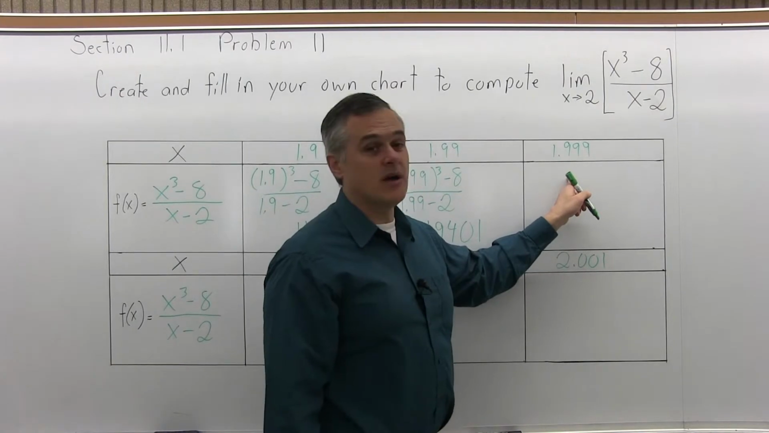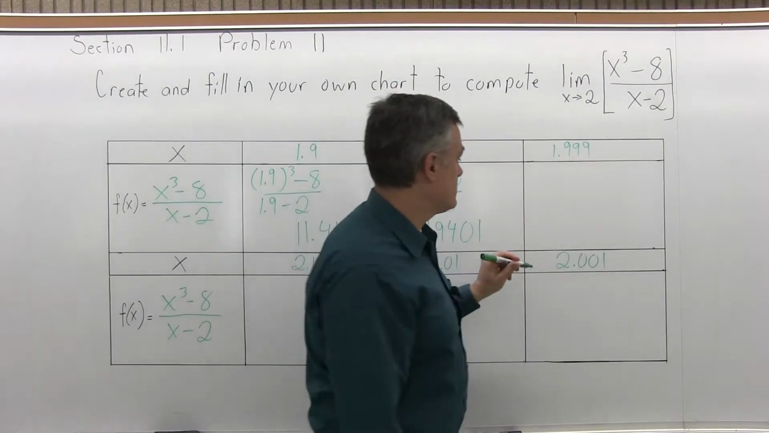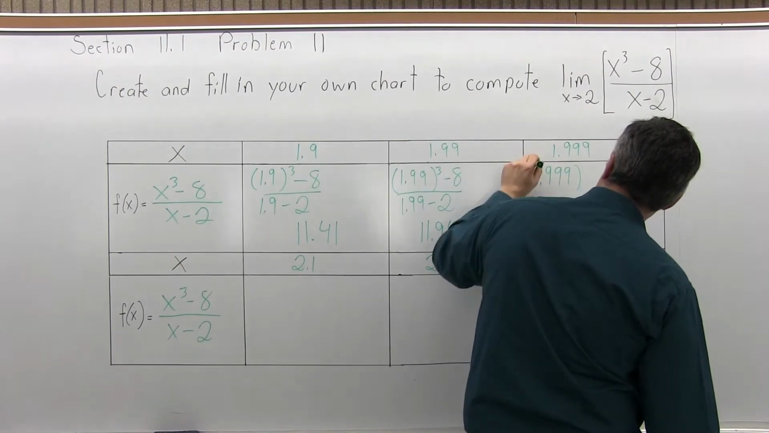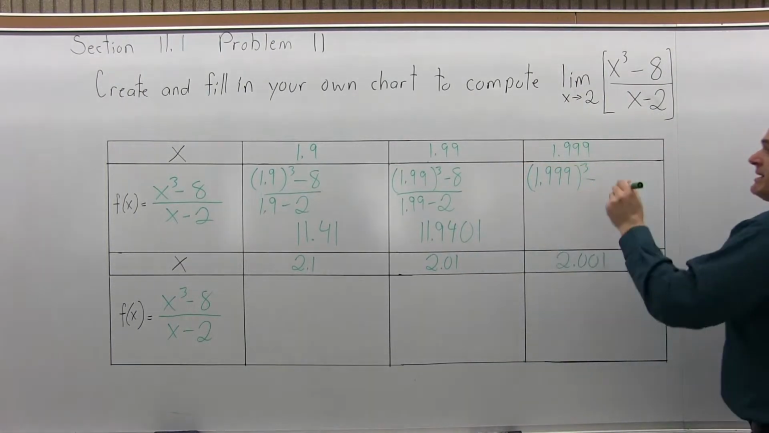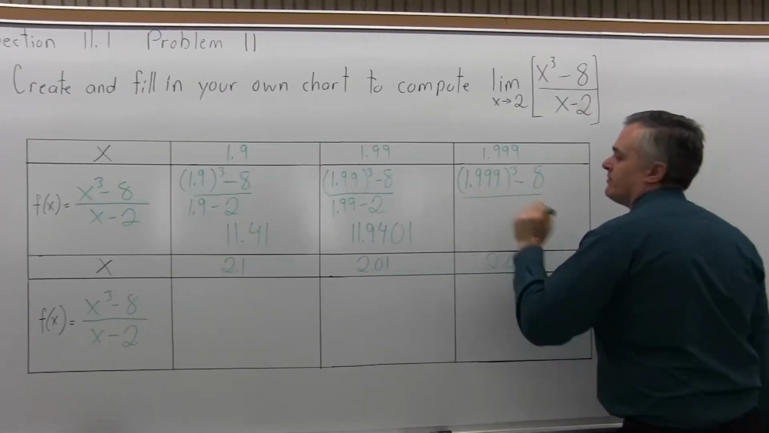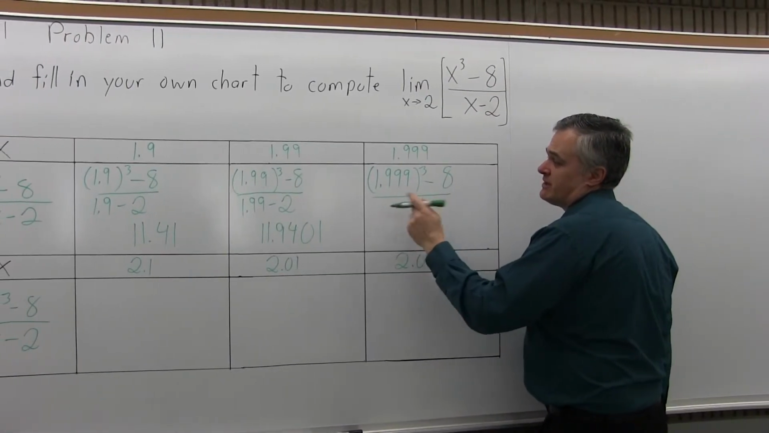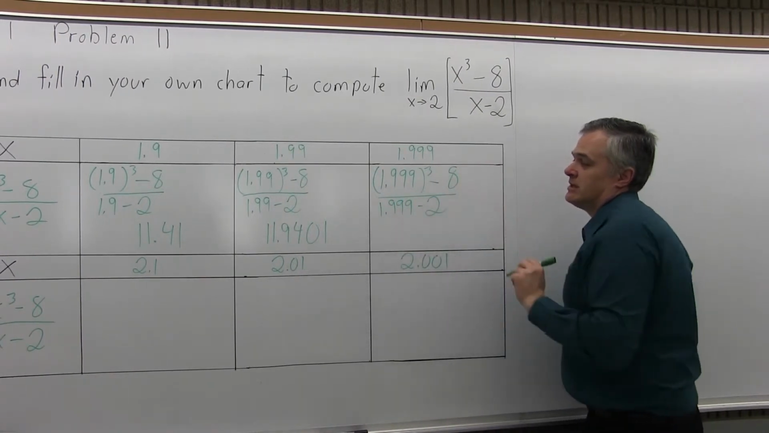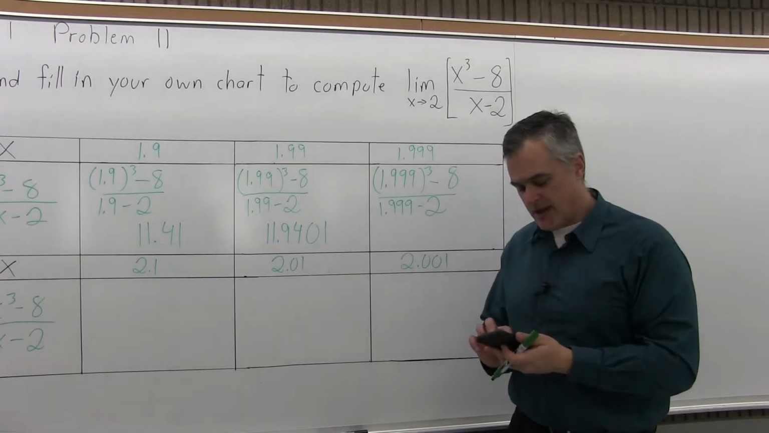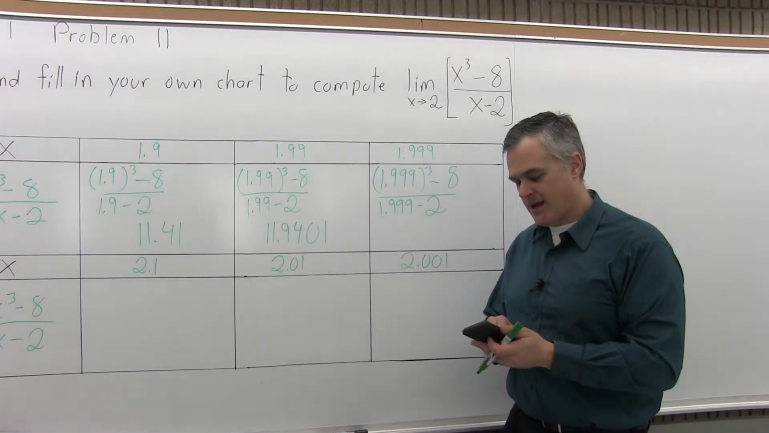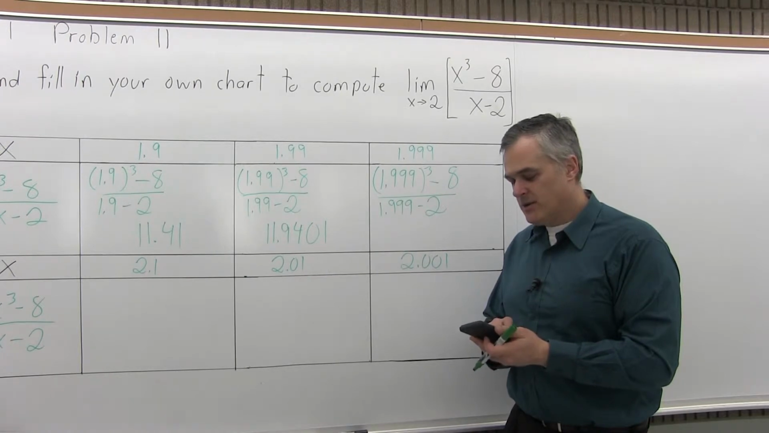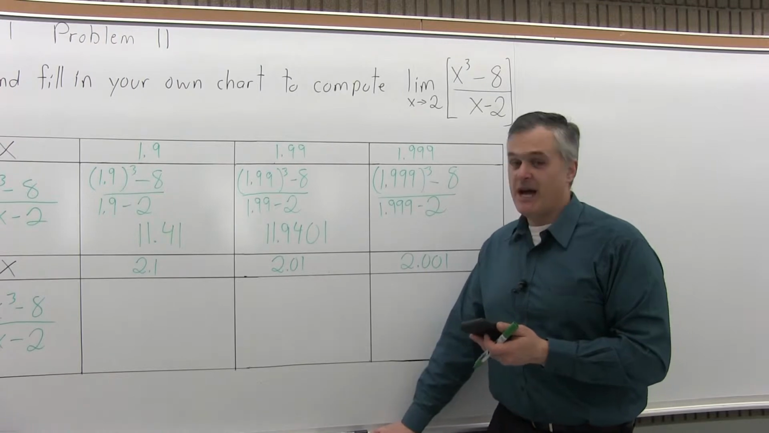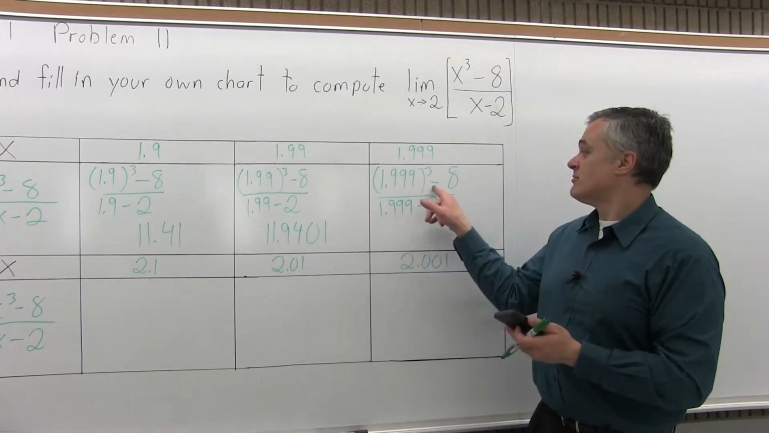So now I'm going to try a 1.999 for x. So x to the third power in the numerator is 1.999 to the third power minus 8. And then x minus 2 underneath is 1.999 minus 2. And again, I'm going to rely on the calculator to do the math. Clear the screen. 1.999 exponent third power equals, I get 7.988005999.